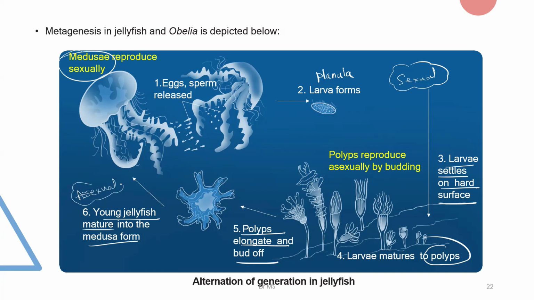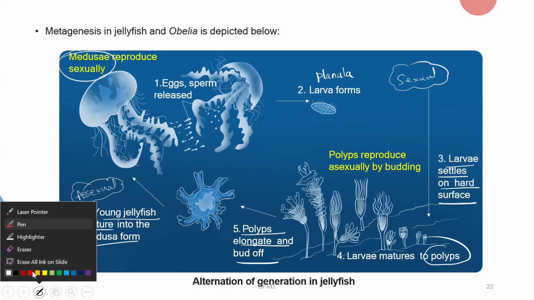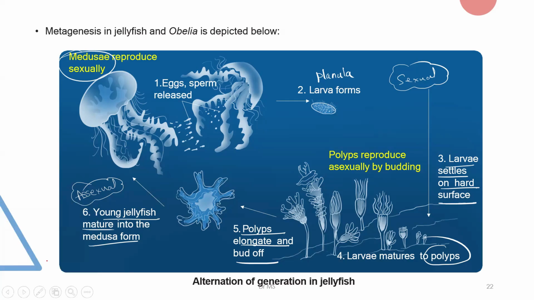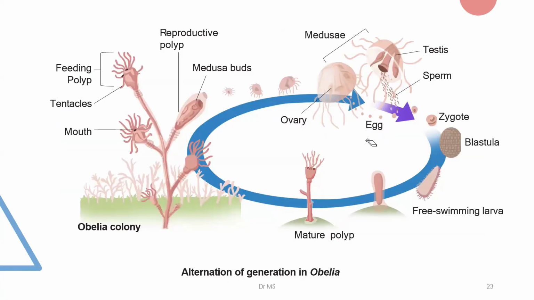Is that clear? So this is the alternation of generation seen in the jellyfish. Remember this. It's seen in the jellyfish. And if you see the obelia, this is how it looks. So see here, the obelia colony which is fixed, and then it will produce the larva that will develop into the medusae, which is free living, and that will again produce the zygote, blastula, and free living larva, and then it will fix and will form the polyp.